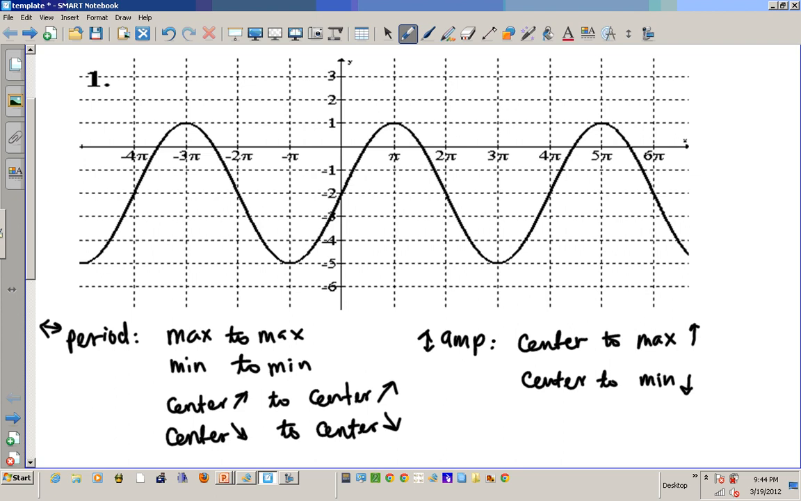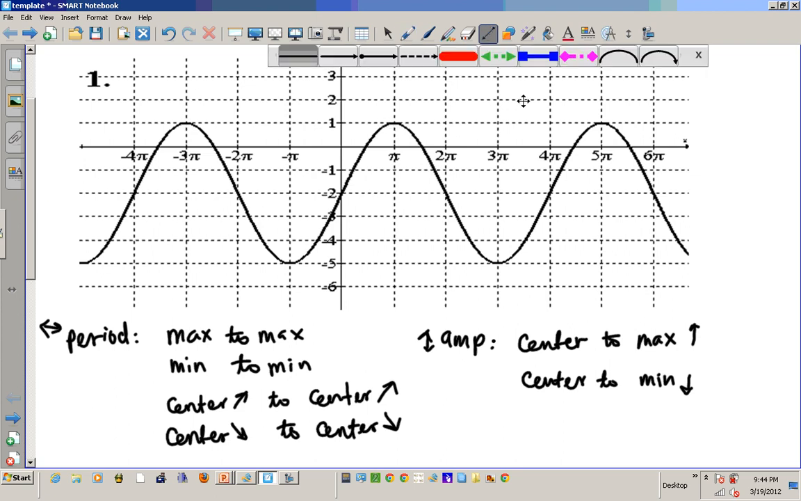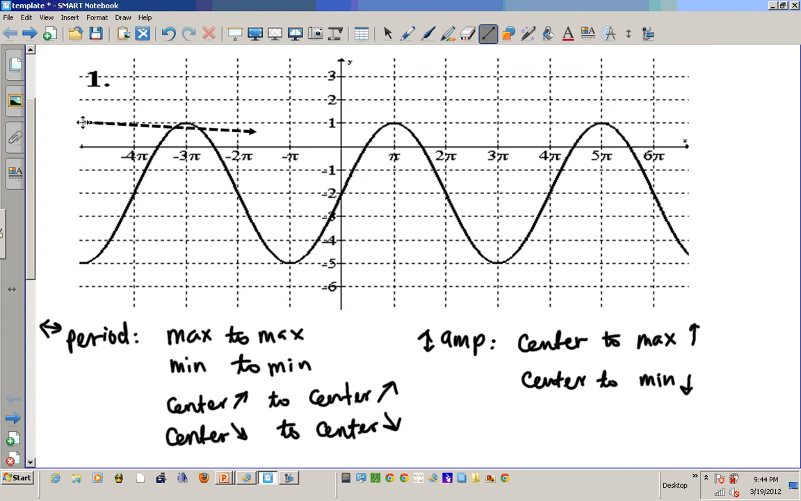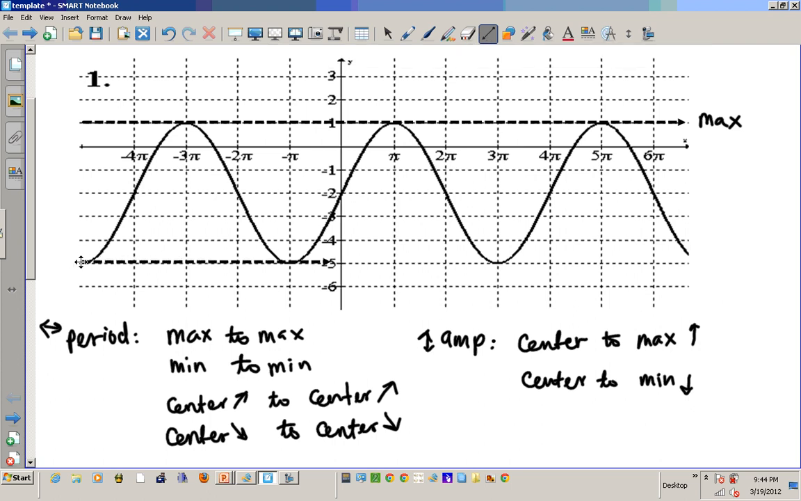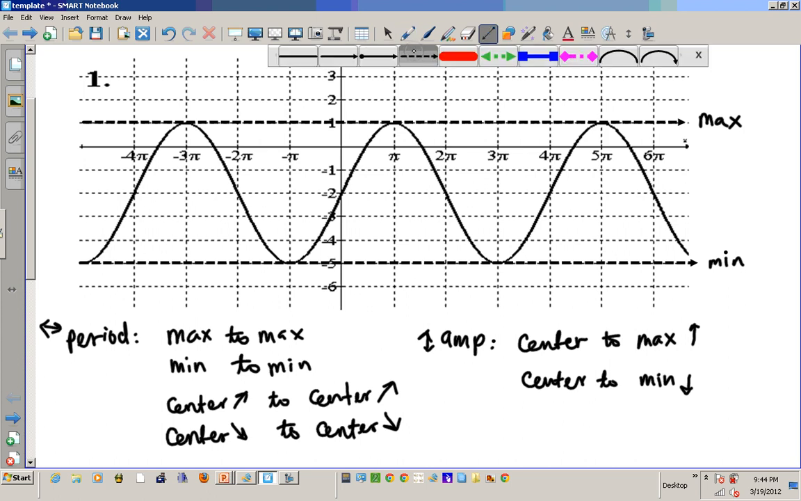Where's our max, min, center? These are the peaks right here. Peak, peak, peak. The line containing all these points is known as your maximum. So the peaks are collinear on a line called the maximum. The line containing all the low points of the graph, that's the minimum. So right here, this is your minimum. You have a max, the peaks, and the min, the low points. The center between the max and the min is your center.